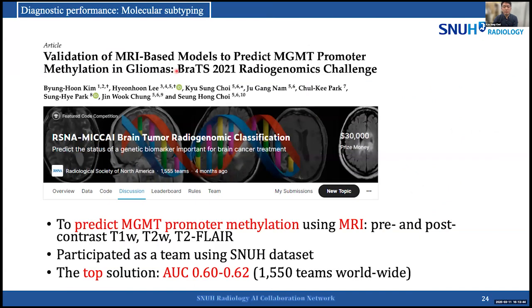For molecular subtyping, I'd like to share the results of the RSNA 2021 Brain Tumor Radiogenomic Classification Challenge. The goal of the challenge was to predict MGMT promoter methylation in gliomas using 4 different structural MRI sequences, namely pre- and post-contrast T1-weighted, T2-weighted, and T2 FLAIR sequences. However, the top solutions showed an AUROC of 0.62, which is quite discouraging.